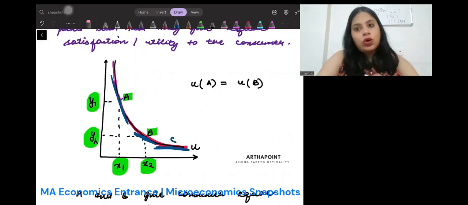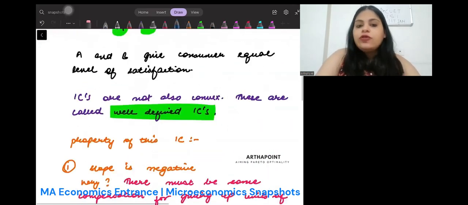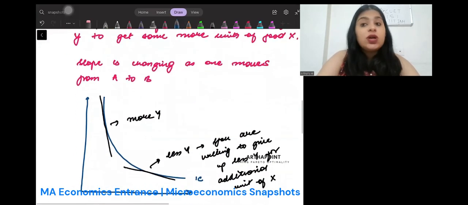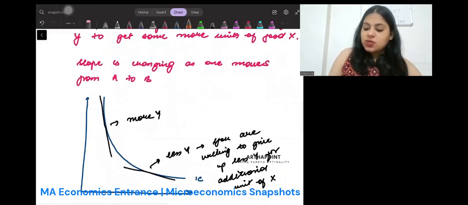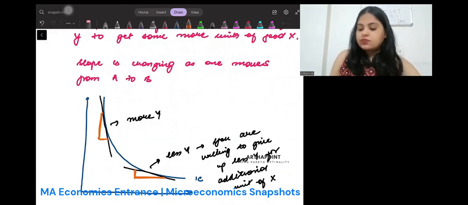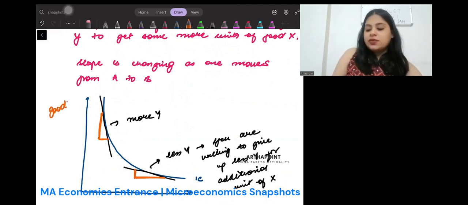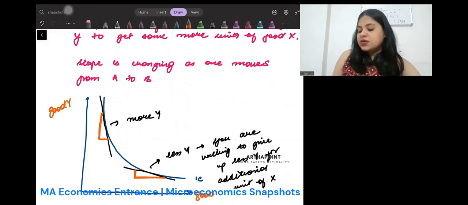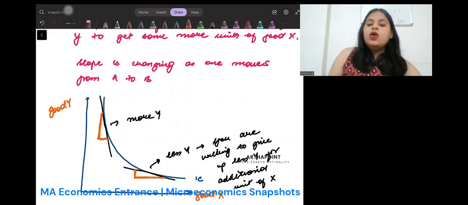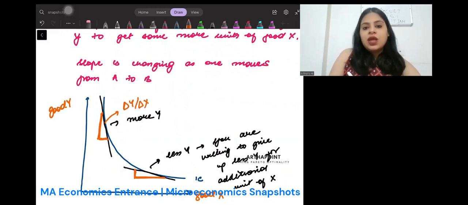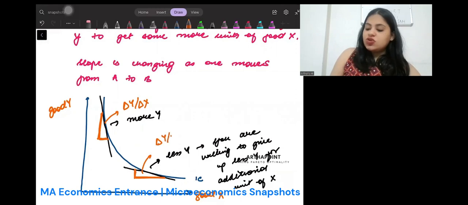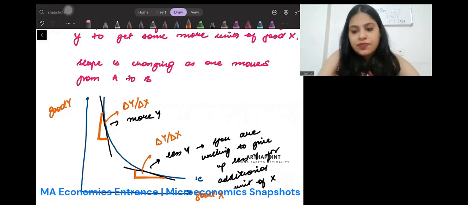Now, think about what this slope means. At any point, the slope is perpendicular by base. So it tells me the change in perpendicular by base. So if I have good Y here and good X here, the slope here tells me the change in good Y by change in good X. And the slope here also tells me the change in good Y by change in good X.